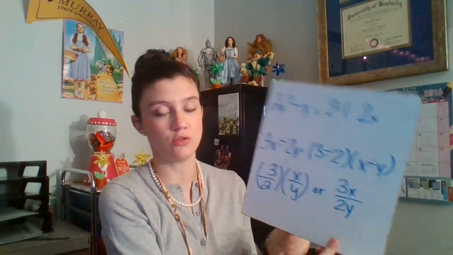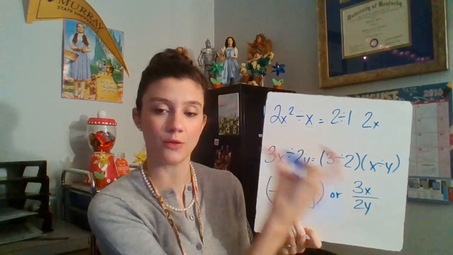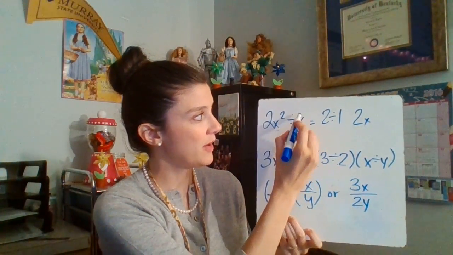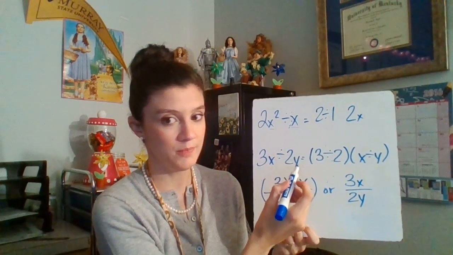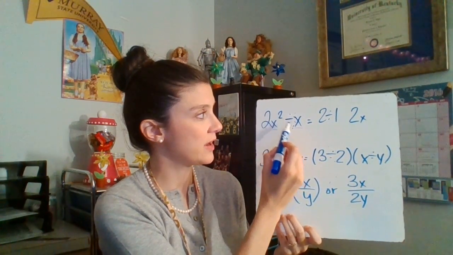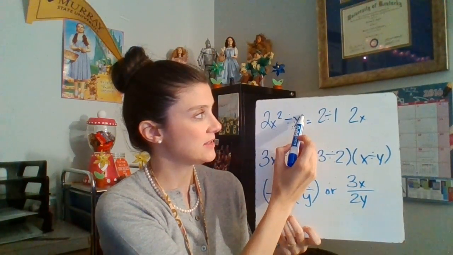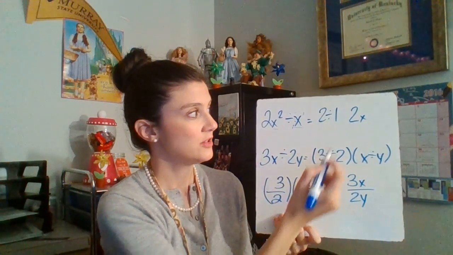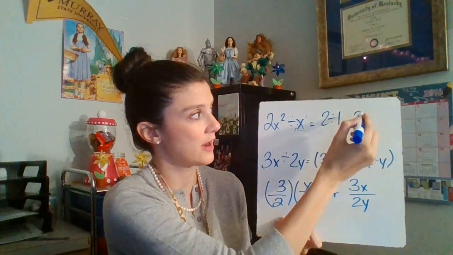So, same rules kind of apply as when you're multiplying. Do the coefficients first, and then follow the rules for exponents when you're doing the variables. 2 divided by 1 is 2, and then x squared, and then we have 1x here. When you're dividing, you subtract the exponents. So you're just left with 2x for our answer for this one.